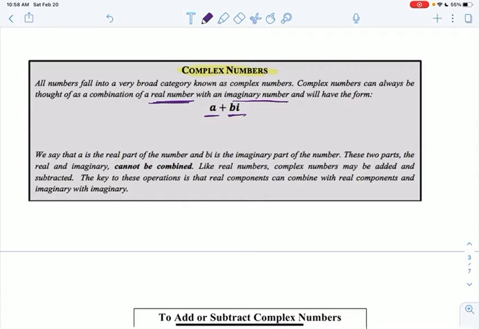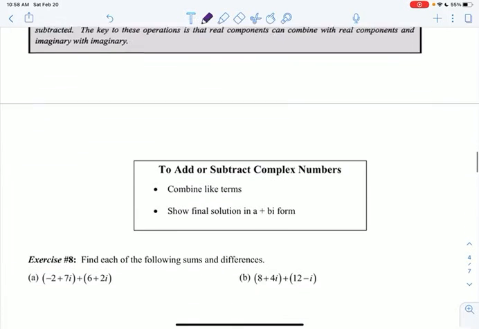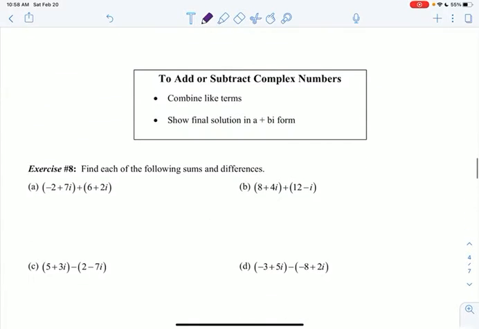The basic thing that you need to remember is that the real components can combine with real components and imaginary with imaginary. So when I'm adding or subtracting them, only the real parts can be added or subtracted with each other, and only the imaginary parts can be added or subtracted with each other. To add or subtract complex numbers, you're going to combine like terms, and then show your solution in a plus bi form. So let's see how easy this is.